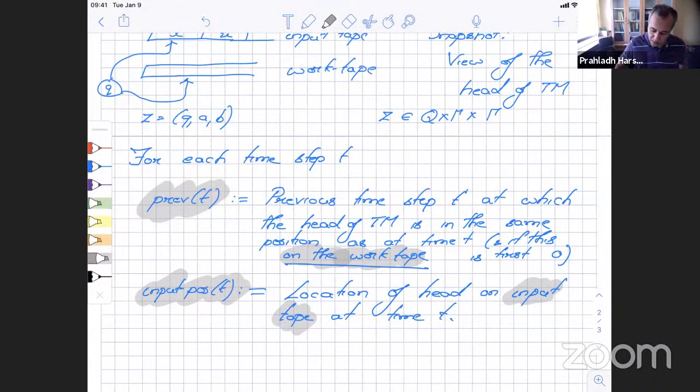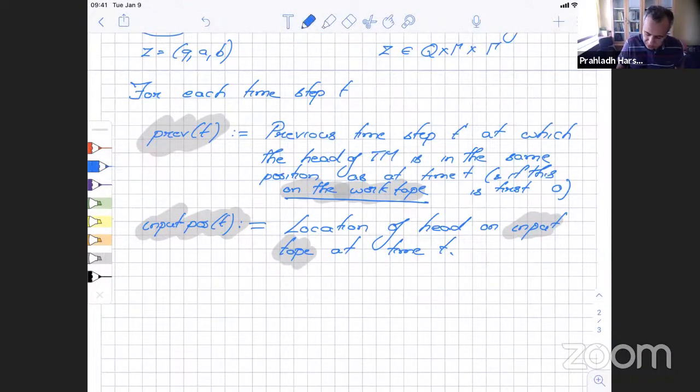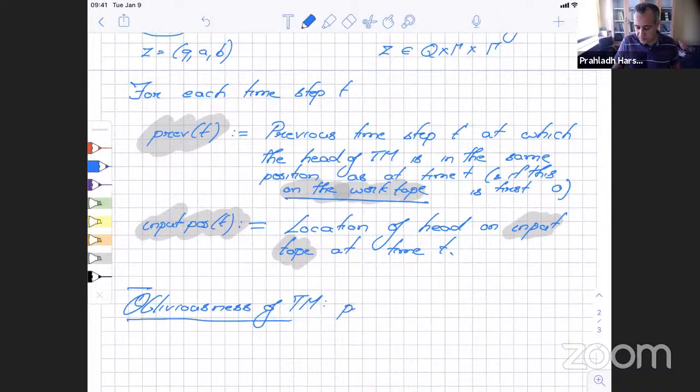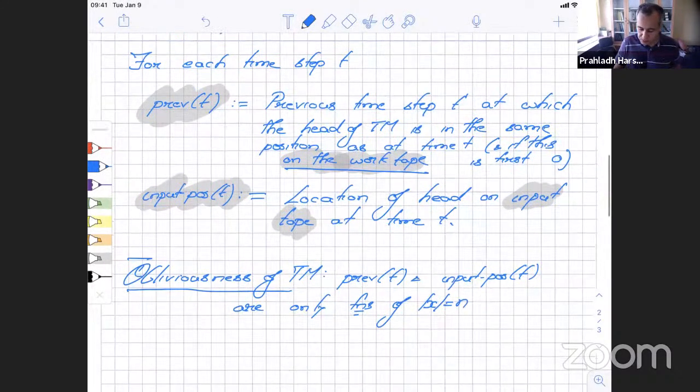Now, one easy thing about obliviousness: what does obliviousness buy you? Obliviousness of the Turing machine buys you the following. It says that prev t and input position t are only functions of the size of x, which we refer to as n, and not x.